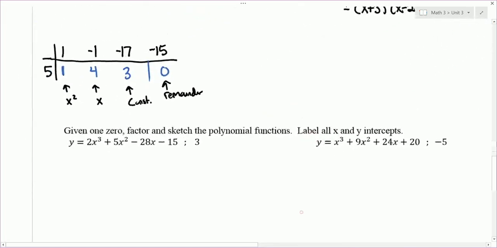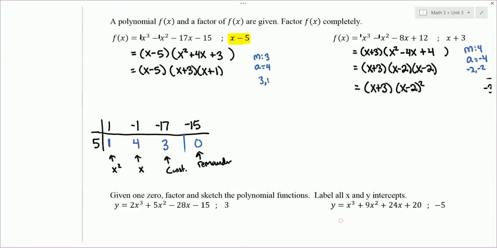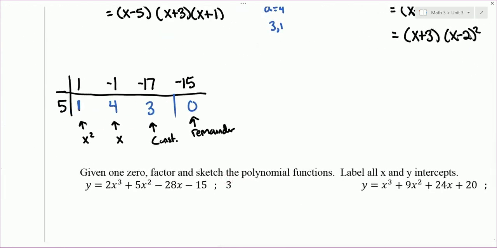So our next one, we're given 1, 0. We want to factor and sketch the polynomial function. This is different than the last couple problems, because in the last problem we're giving a factor, not a 0. And remember what a 0 is. As long as we're talking about a real number, a 0 is a root. A 0 is also an x-intercept if we're talking about real numbers.